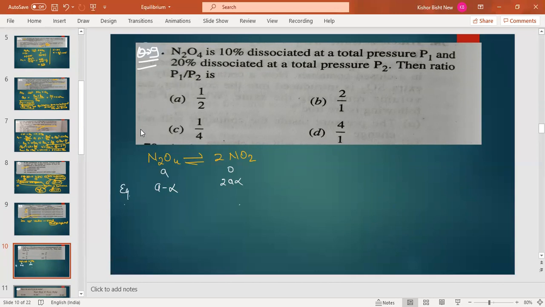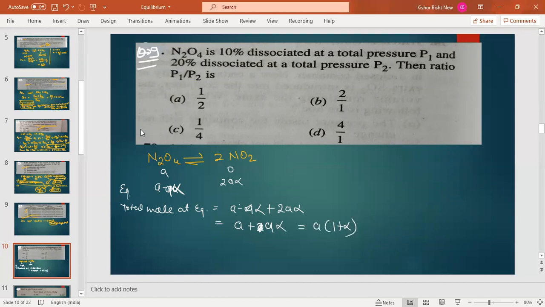Now total moles at equilibrium equal A minus A alpha plus 2A alpha. So the total is A plus A alpha. You take A common, so 1 plus alpha will remain.